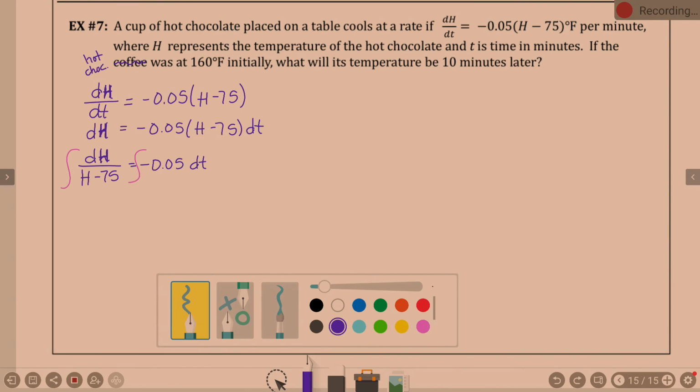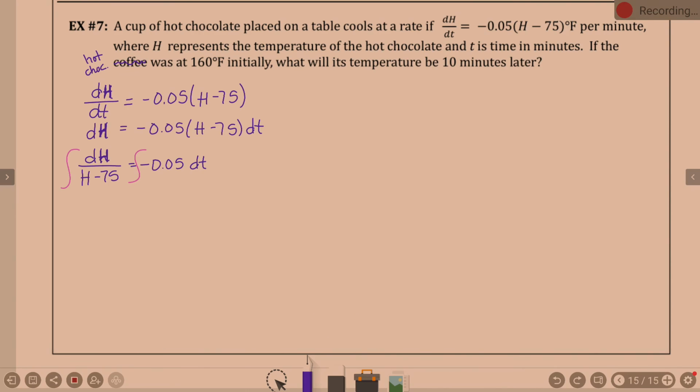Well, do you know what is the integral of dH over h minus 75? Okay, natural log of h minus 75. Integral of negative 5/100 dt. See, I was trying to remember, do I have a plus c in the notes? I think I do, don't I? Okay.